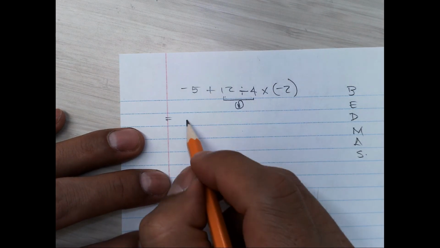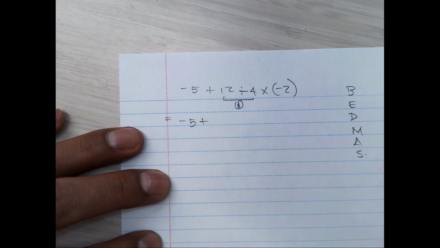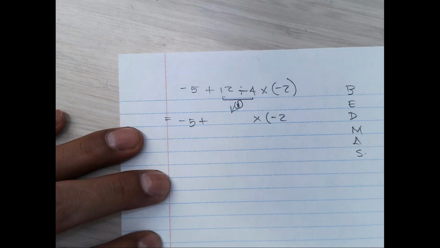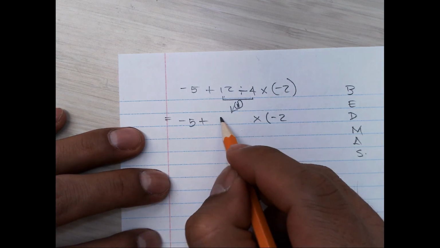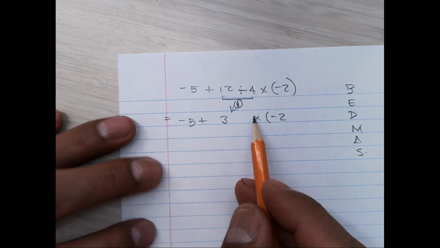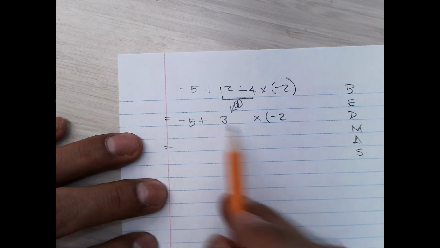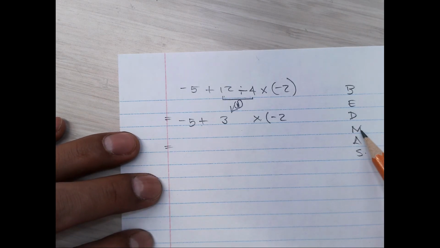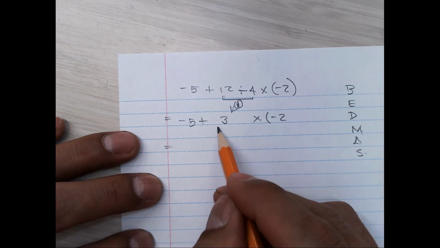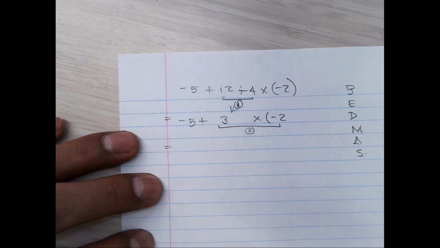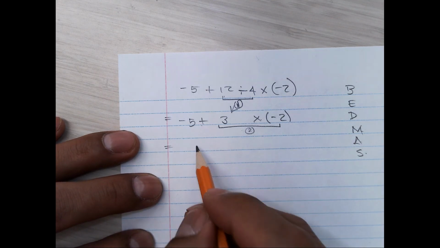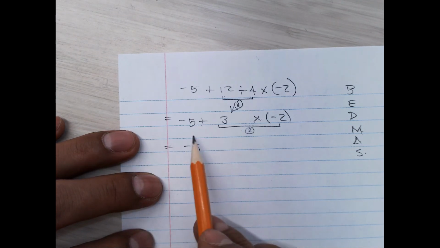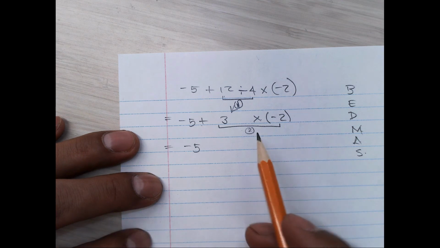Okay, and I'm just going to write everybody else the way they are, because we are waiting for an answer to this first operation. And I believe 12 divided by 4 is 3. So here's our next expression after solving that first operation. We have an addition and a multiplication now. According to BEDMAS, we should do a multiplication before we do an addition. So let's do that. Next operation would be 3 times negative 2. And again, I have to write the negative 5 the way it is because it's still waiting to be included in the operations.